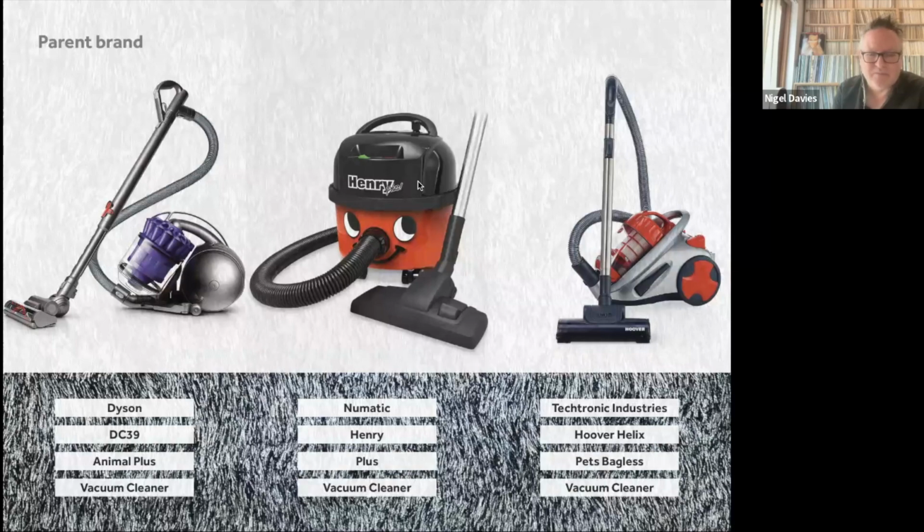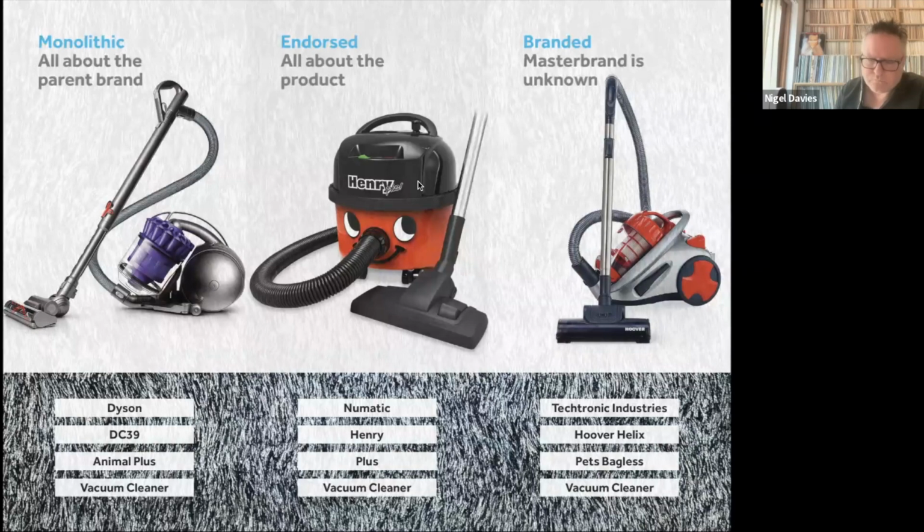Whereas obviously Dyson, because of its technology approach, they want you to focus on the parent brand name. So they've taken a technology, DC39, Dyson, that's what they want you to think about. They don't want you to focus on the actual product name. They want you to focus on the brand name. And again, when you look at it together, these are the different reasons for choosing different approaches to brand architecture. Is it all about the parent?